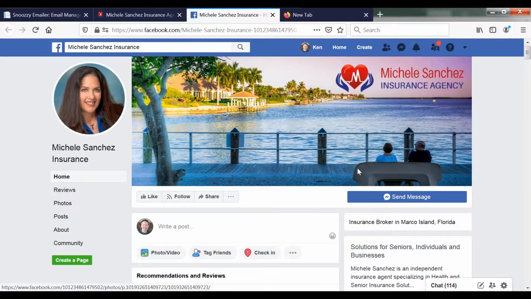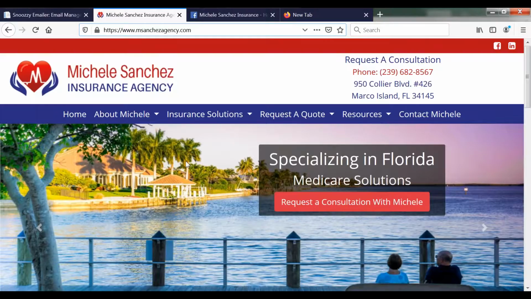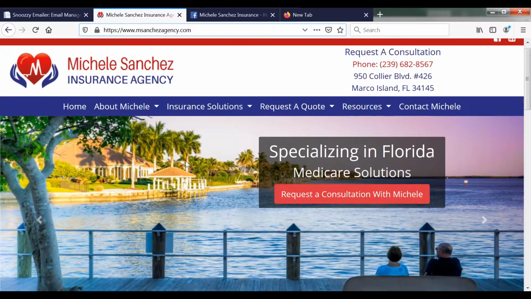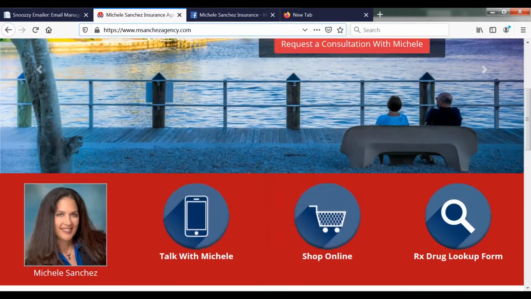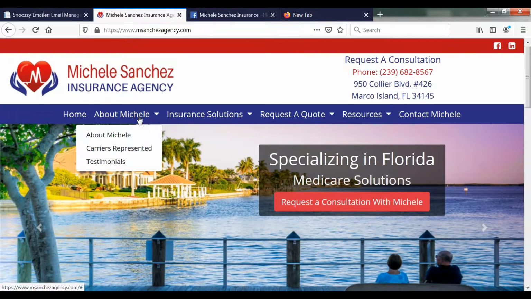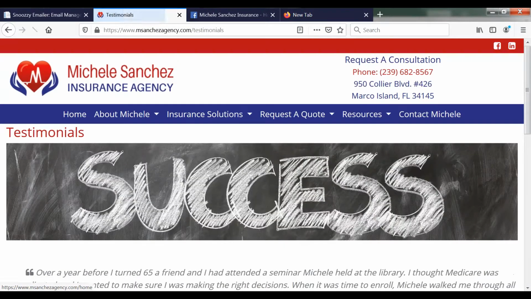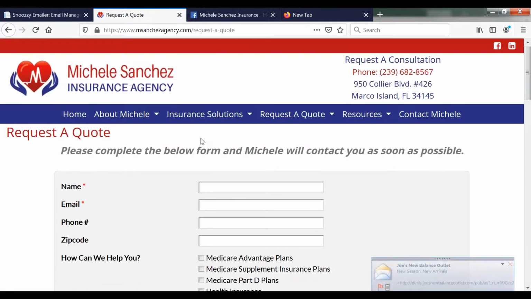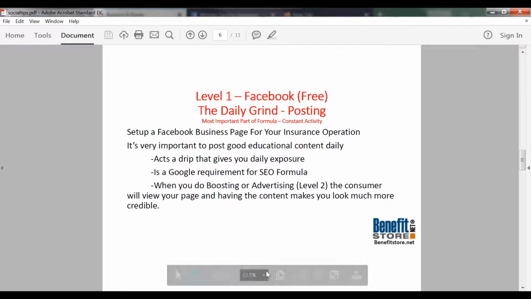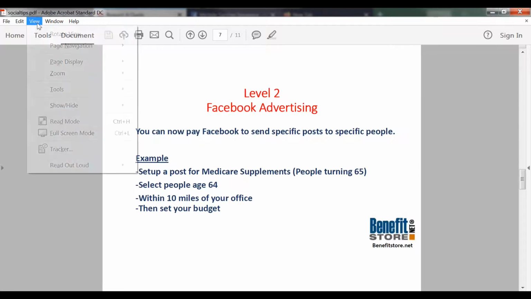Most importantly, she has the Facebook business page, but of course she also has her own website that matches the business page, with a similar look and feel. The website gives more information about her and her operation, lists the carriers she represents, shows testimonials from current clients, and has a call to action where people can fill out a standard scope form and request to work with her, etc. My point is that those two fundamental pieces become very important when you start to talk about the next level of Facebook, which is doing the pay advertising.